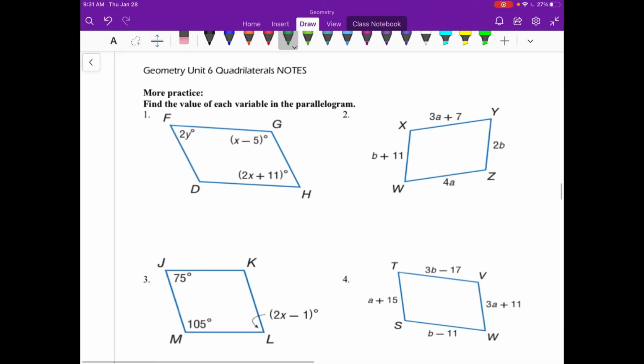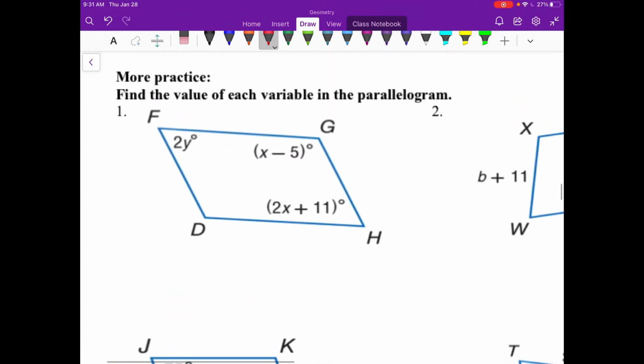Okay, moving on down. More practice. Number 1, I need to find the value of each variable. I'm going to start with finding x, because I have 2 x's, and that'll make it a little bit easier. So I see this equation has an x and this one has an x. So I'm going to look at the relationship between those two. Those are consecutive angles in this parallelogram, which means they are supplementary.